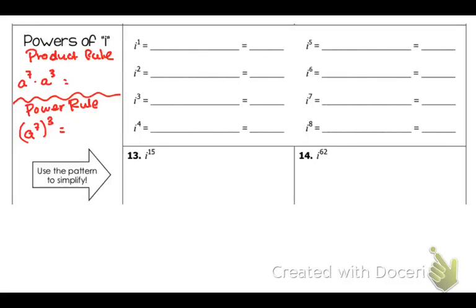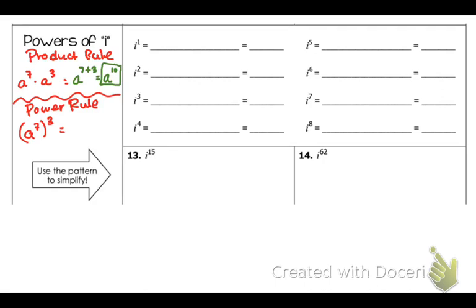So for the back side, go ahead and write this down so that I can go over it. These are some basic rules that you learn in 8th grade. Product rule. When you have a to the 7th power times a to the 3rd power, what that means is that you're going to have to add your exponents, which is going to give you a to the 10th power. That would be how you would apply the product rule.